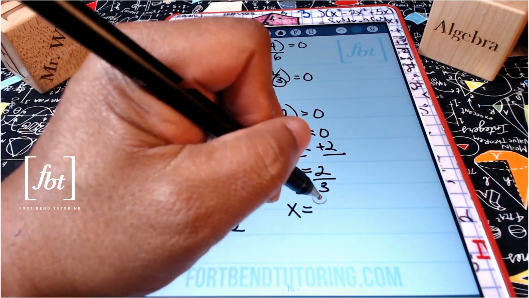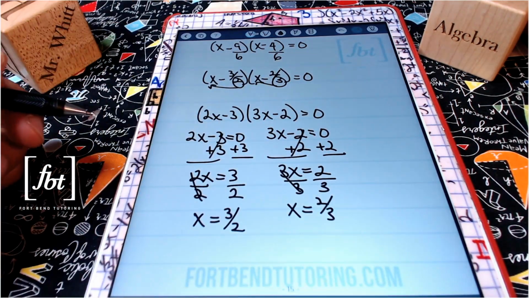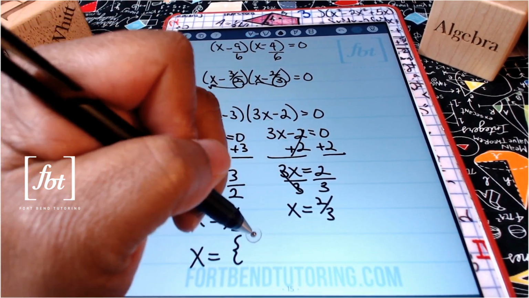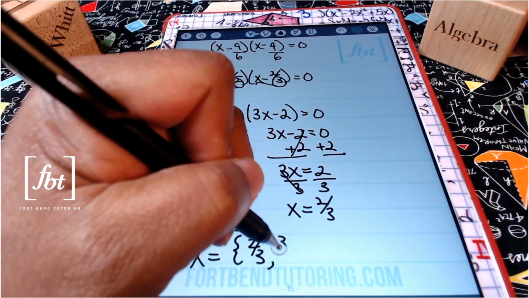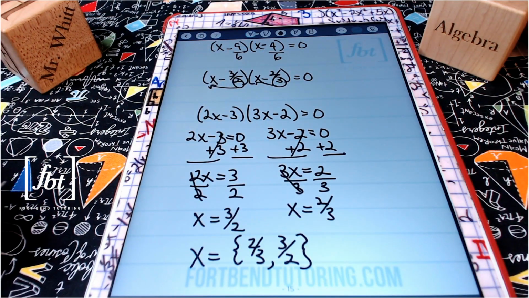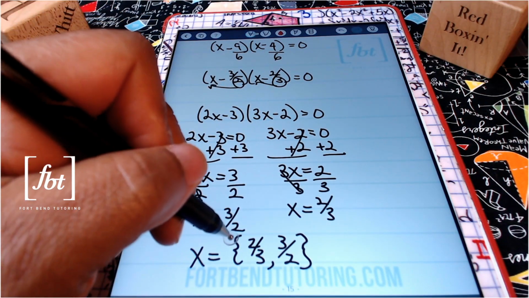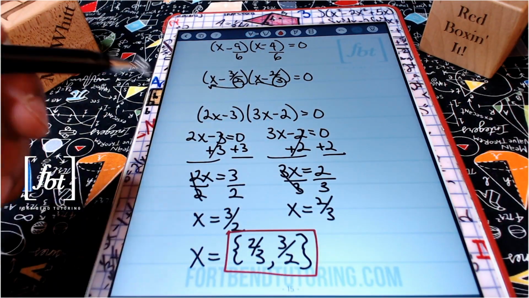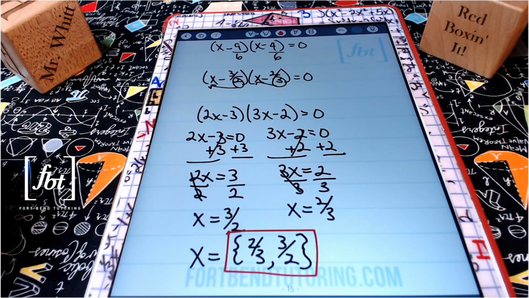And x equals 2/3. So our solution set, and let's see if I can get a decent brace going, we'll have 2/3, 3/2, and that will do it for problem number 7. Red, box it. All right, there we go, guys. And remember, when doing your solution sets, write your answer in ascending order. There you go. Yeah, that was number 7.